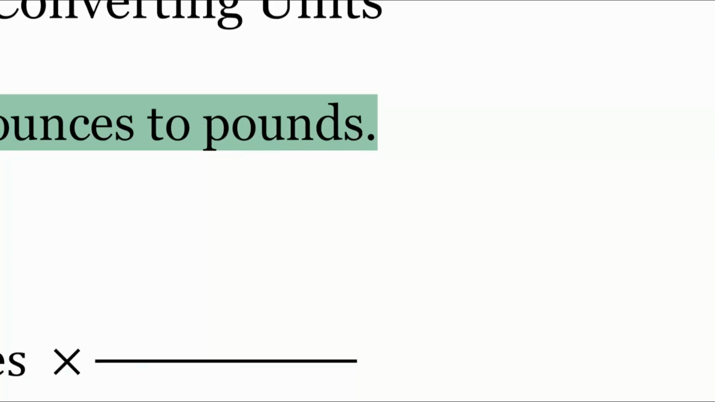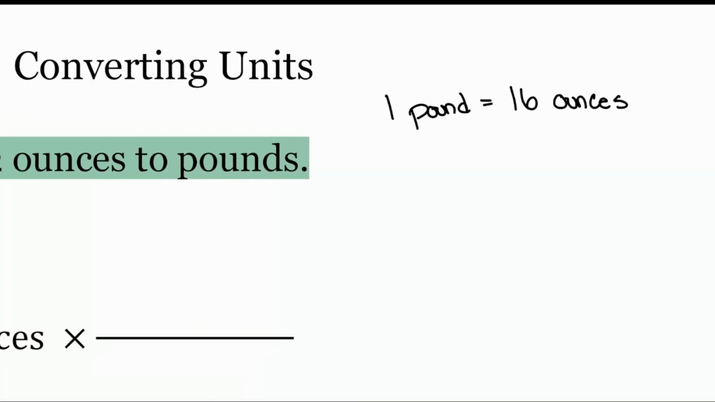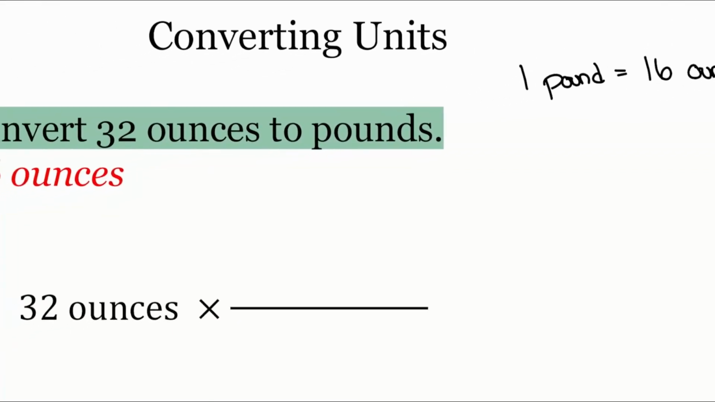I see the number 16. I see 16 ounces. 16 ounces is what? Be more specific. Ariane, appreciate you. 1 pound equals 16 ounces. Let me write that down right over here. Cool. 1 pound equals 16 ounces.